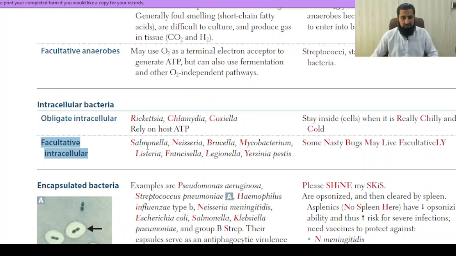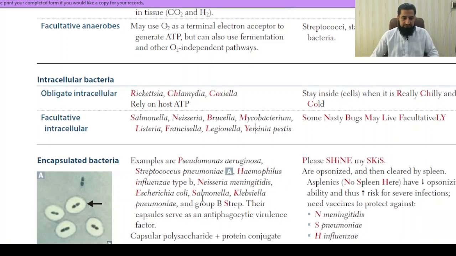These are Salmonella typhi, Neisseria gonorrhoeae, Borrelia burgdorferi, Mycobacterium tuberculosis, Listeria monocytogenes, Francisella, Legionella, and Yersinia pestis. Some nasty bugs may live facultatively. How to remember? S for Salmonella, N for Neisseria, B for Brucella, M for Mycobacterium, L for Listeria, F for Francisella, L for Legionella, and Y for Yersinia.